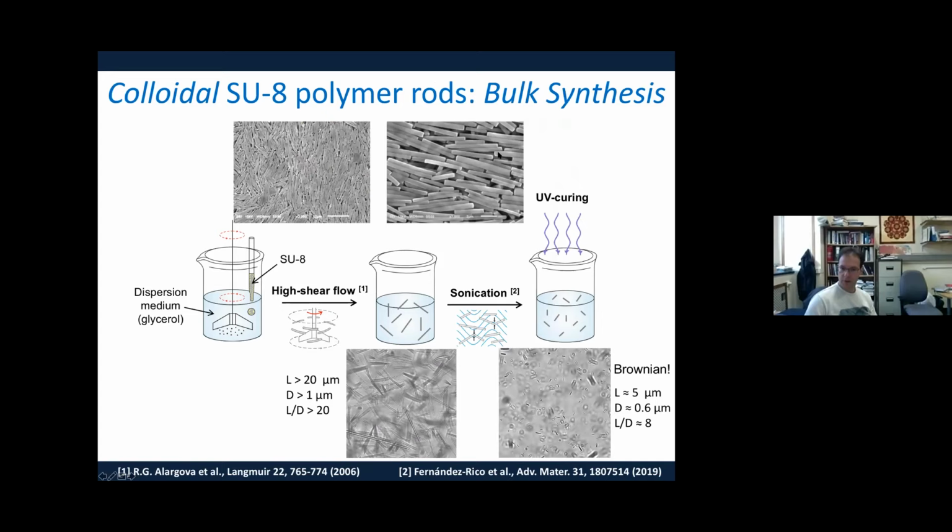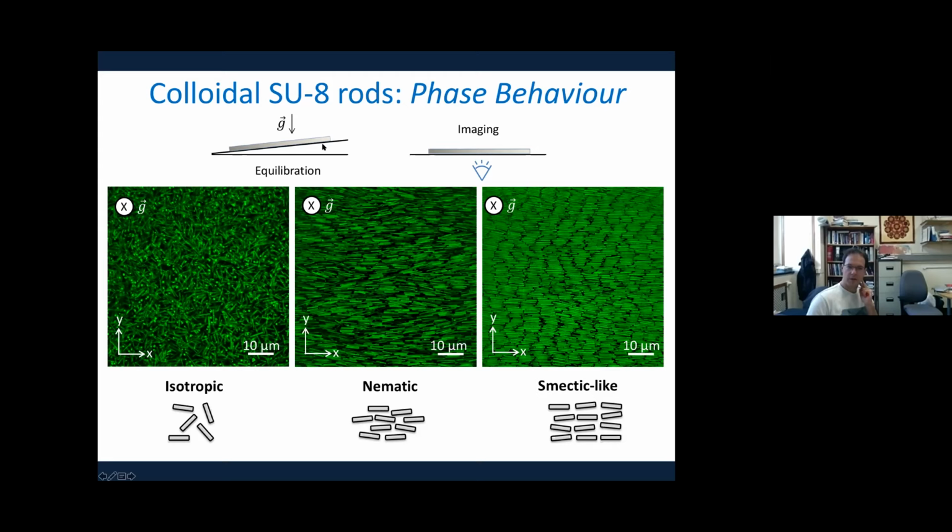They're very polydispersed because of the emulsion-based method. But hey, you can't have it all. I mean, polydispersity doesn't necessarily stop these things forming nematic phases. So that's the next thing we verified. We made samples at different concentrations by putting it on a slope, and then you can image at different parts of the sample and you get a concentration gradient.